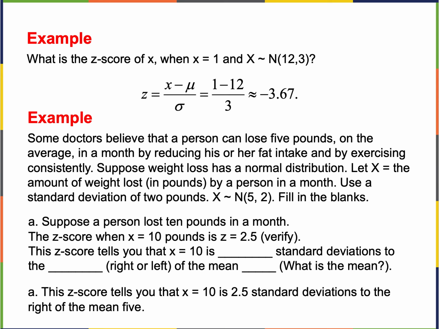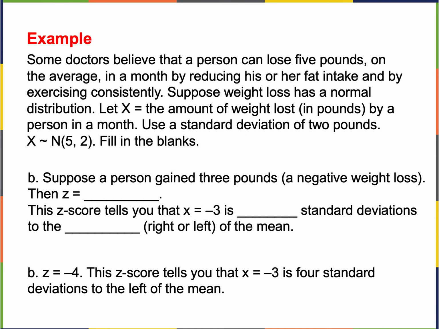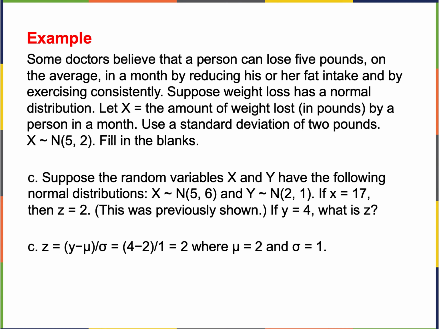Here I have another example, a real-world problem with a mean of 5 and a standard deviation of 2. It tells us that the Z-score is 2.5 when x is 10 pounds. Using that information, I can work backwards and set 2.5 equal to my x value minus the mean of 5, divided by the standard deviation of 2, to find out if what I have is correct. In part B of this question, I'm looking at gaining 3 pounds and a negative weight loss. This means my Z-score is going to be related to the value of x equals negative 3, and it's going to be so many standard deviations away. It's going to be 4 standard deviations to the left, because when I find my Z-score using the x value, it's negative 4, which means 4 away from the mean. So the Z-score correlates to the distribution and tells you exactly how far it is from the mean.